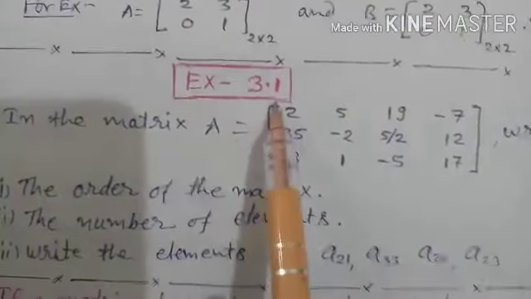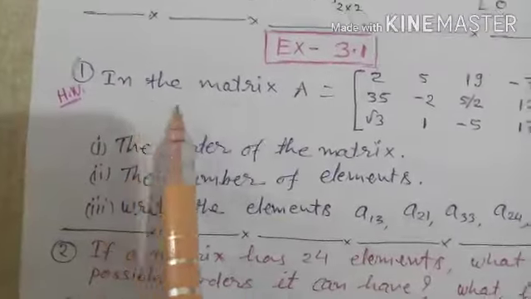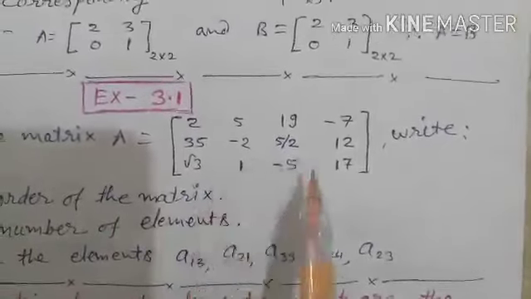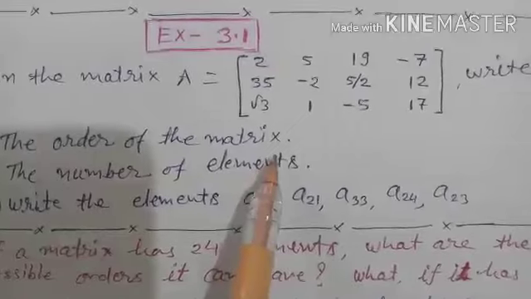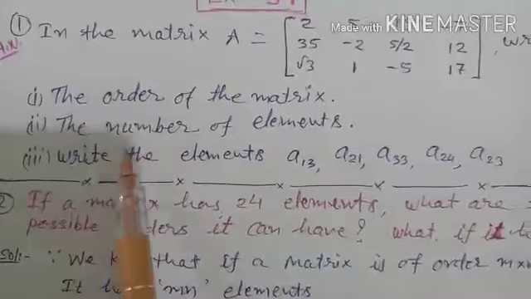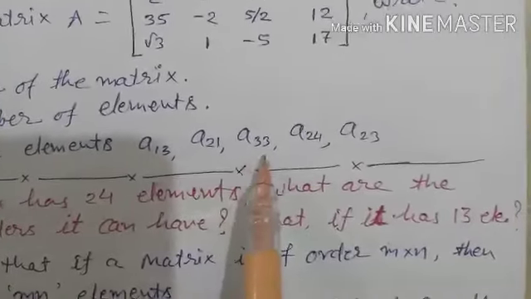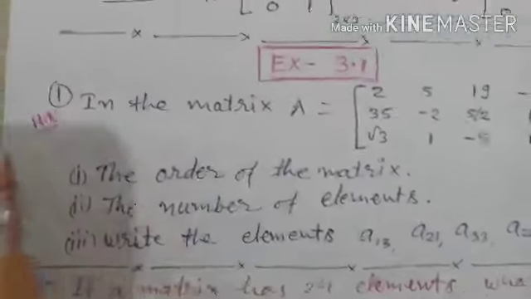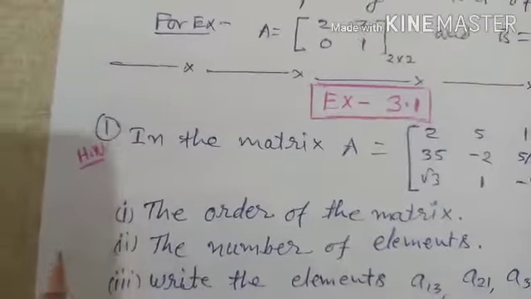Now exercise 3.1, question number first. In the matrix A, observe this matrix. Write down the order of the matrix, the number of elements, and write the elements A13, A21, A33, A24 and A23. So it is for homework.